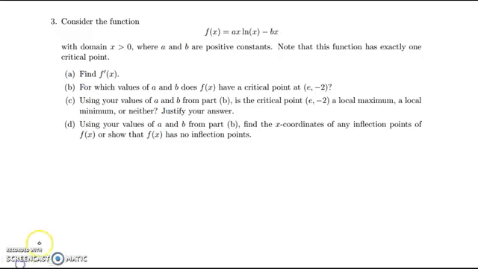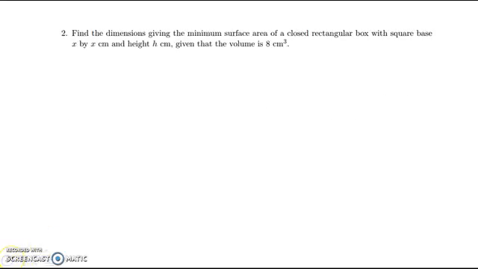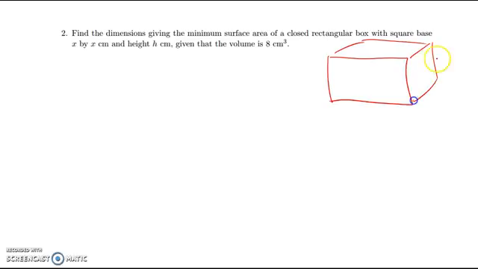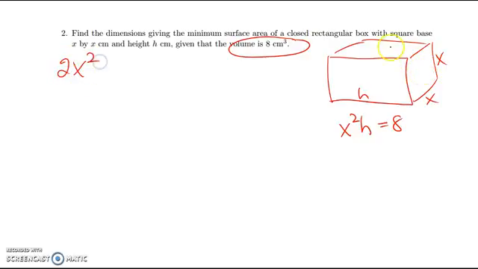All right, so where do we want to go next? Oops, I want to go back one. Find the dimensions given the minimum surface area of a closed rectangular box with a square base, which means x and x, and a height of h that has a volume of this. Well, the volume of this box is x squared times h, right? And the surface area, the two faces are x squared. So I have 2 of those, and then I have 4 of the rectangular ones, which are x times h.